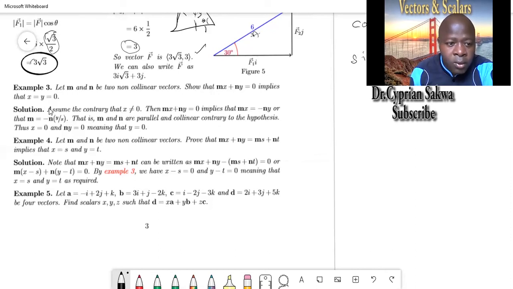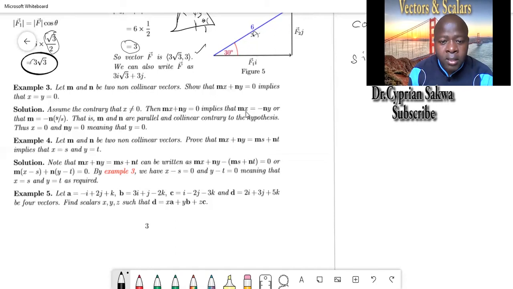To prove this, we do it by contradiction. So we assume the contrary. Assume that x is not equal to 0. Or we may also want to assume that y is not equal to 0 and see what happens. I chose to assume that x is not equal to 0. So what will that mean? If x is not equal to 0, then this part, mx, is not 0. So we can take this to the other side of the equal sign and have mx equals negative ny.